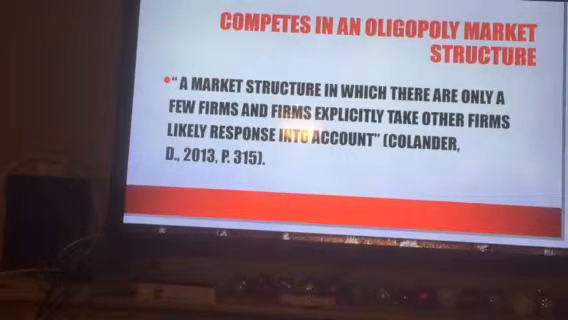Apple competes in an oligopoly market structure. It's defined in our book as a market structure in which there are only a few firms, and firms explicitly take other firms' likely response into account.